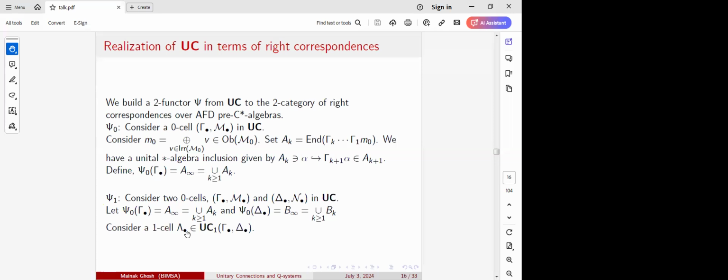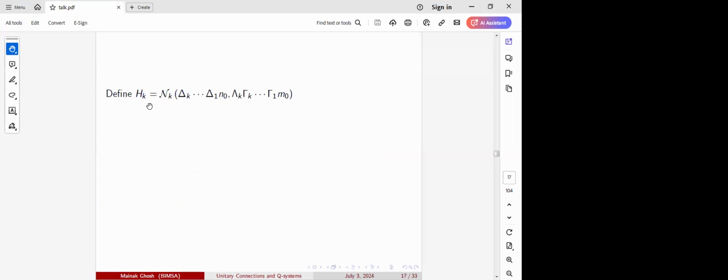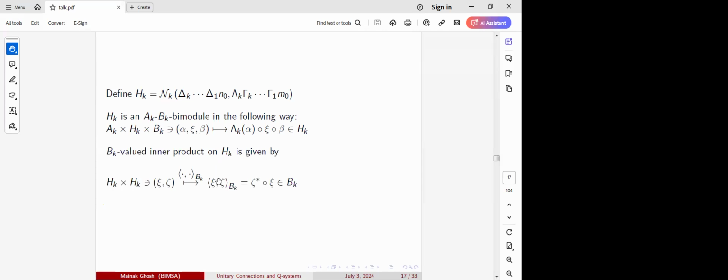Okay. Before we define psi 1 of lambda dot, we define the space H k to be the space of morphisms from delta k up to delta 1 n0 to lambda k gamma k up to gamma 1 n0. It will turn out that each H k becomes an A k-B k bimodule, where the actions of A k and B k are given in this way. Also, H k has a B k-valued inner product, where the inner product of xi comma zeta is given by zeta star composed with xi.